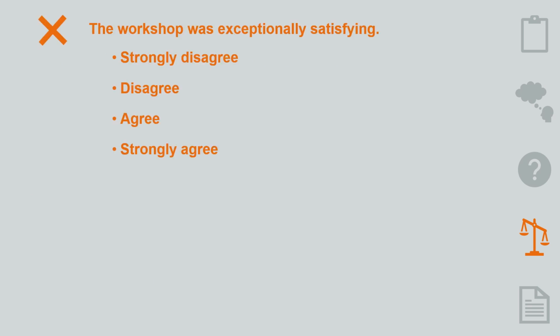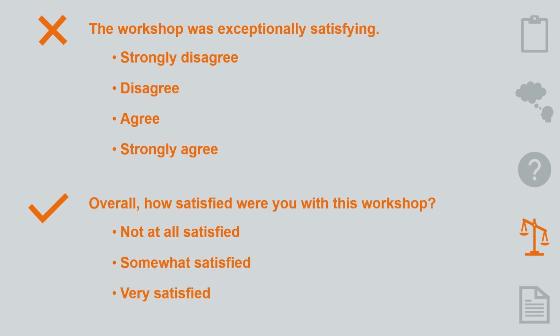Additionally, a question like, "The workshop was exceptionally satisfying," with an agree to disagree scale, contains strongly positive wording that can influence a respondent's answer. A more neutral phrasing would be something like, "Overall, how satisfied were you with this workshop?" with a not at all to very satisfied scale.